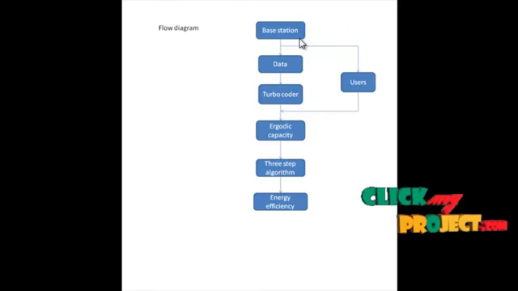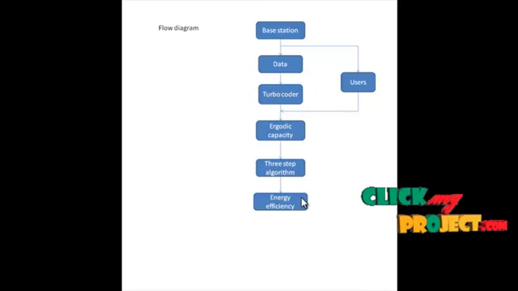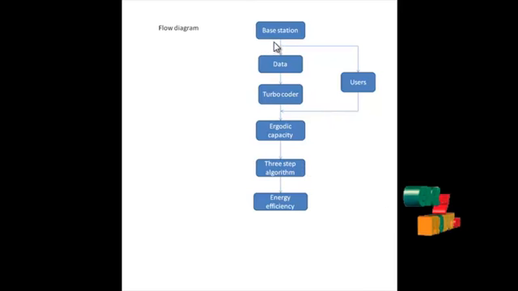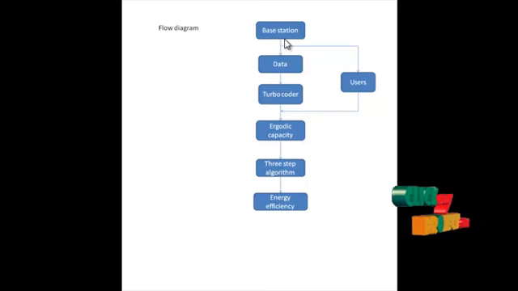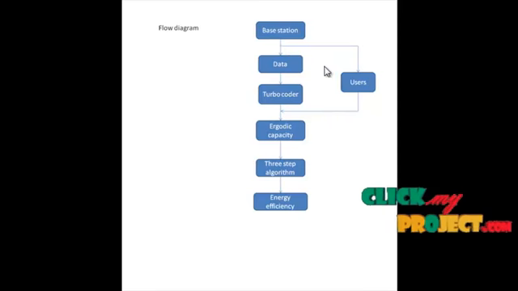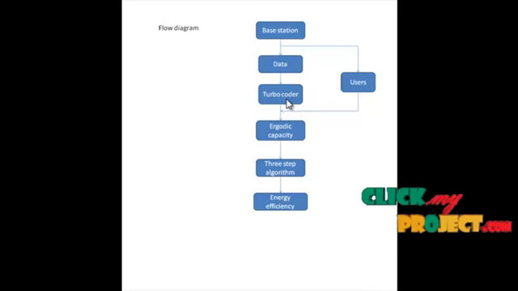In this flow diagram, we consider the base station data, turbo code and ergodic capacity, the three-step algorithm, and the energy efficiency. First we discuss the base station. The base station allocates the data to several users. The base station output is split into data for the users. The data output is given into the LDPC coder. It depends upon the turbo codes.